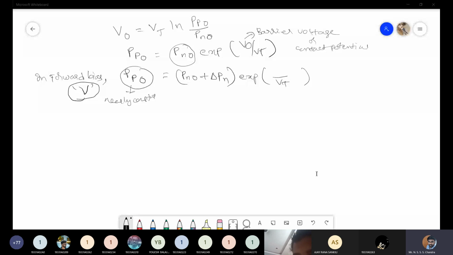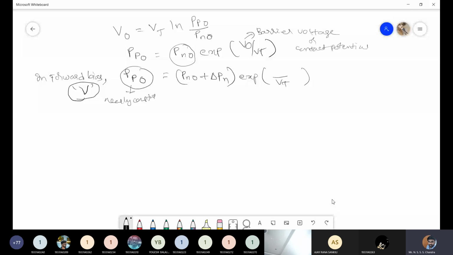The barrier voltage will be increased or decreased. When you give a forward bias, the barrier voltage decreases. So instead of V naught, I will be writing V naught minus V. The barrier voltage is now decreased by the potential that you are giving from the supply. I'm giving a potential of V volts, so your overall barrier voltage will be decreased by V units. So instead of V naught, I'll be rewriting it as V naught minus V. So this is your Boltzmann relationship after you give a forward bias voltage of V volts.